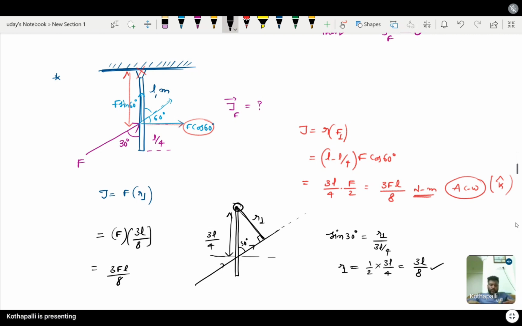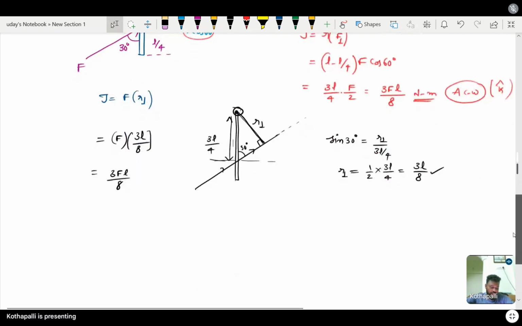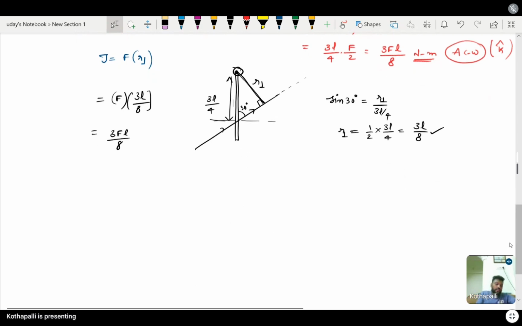Understand? Choosing the right formula according to the given condition is mandatory. That will come from the practice of questions, nothing more. Clear? One more question.